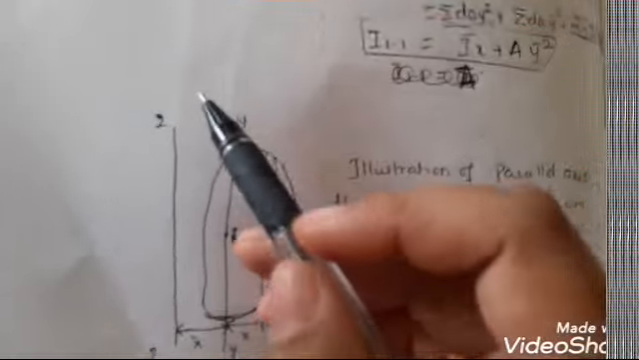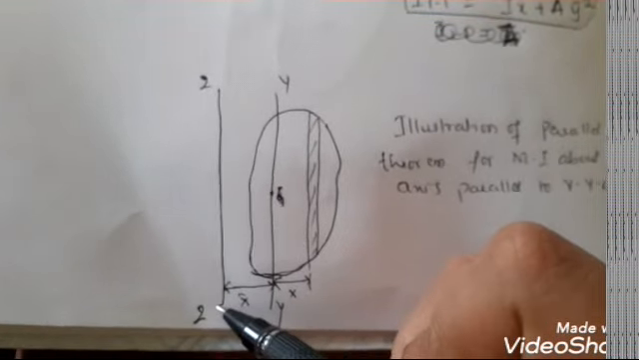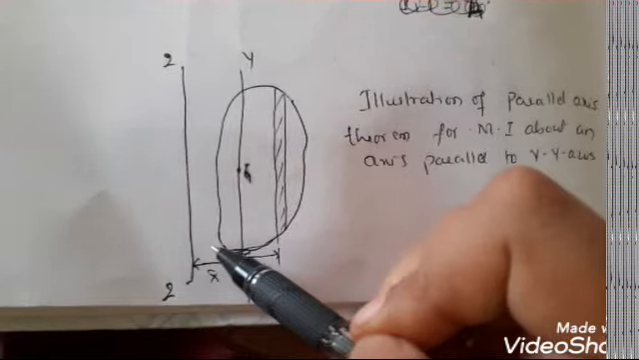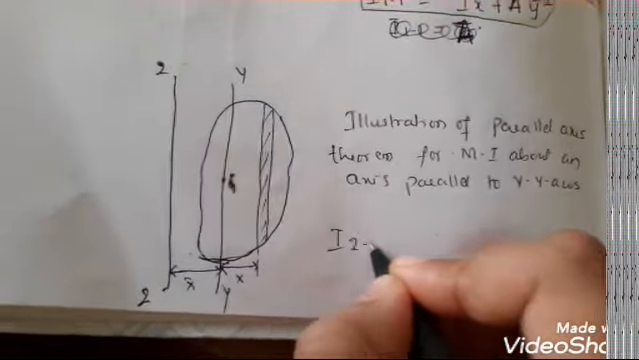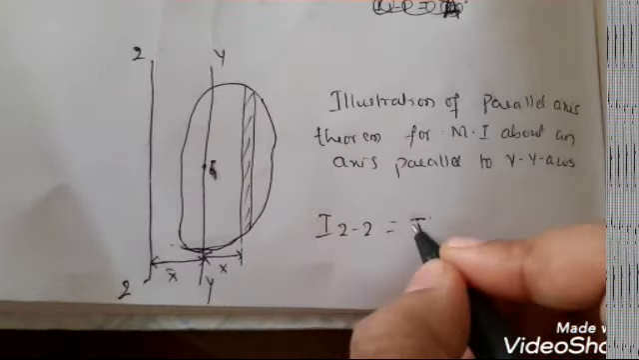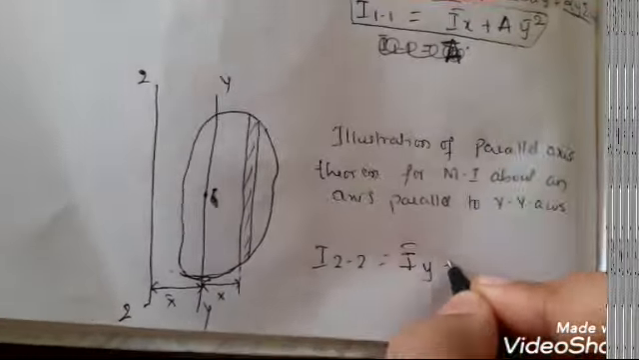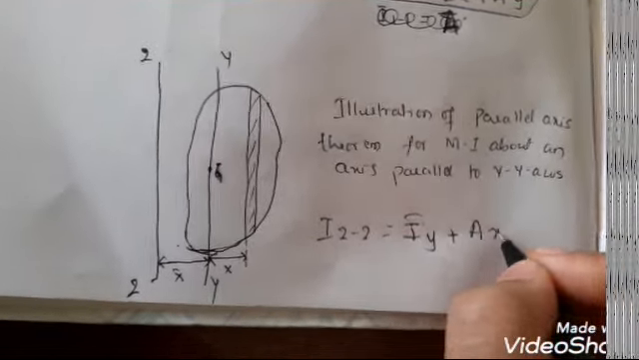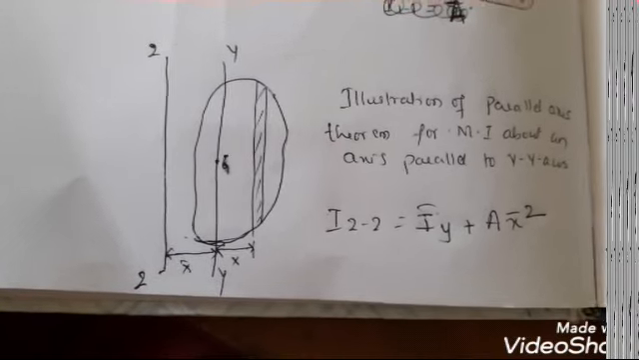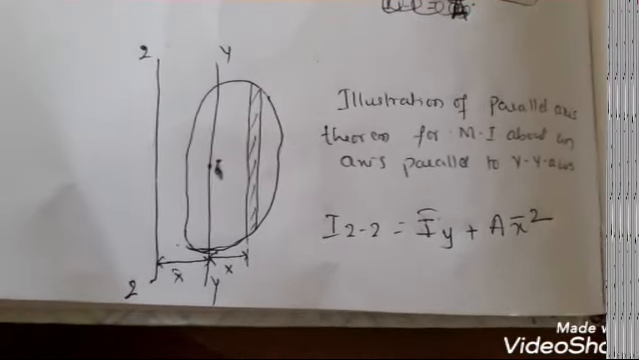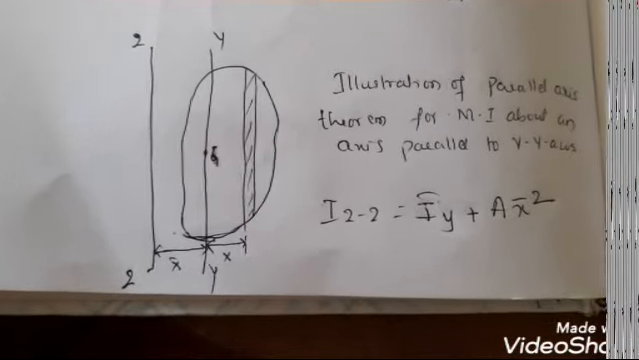Similarly, if you consider the moment of inertia about an axis 22, as shown in this figure, we get I22 is equal to I bar y plus A into x bar square. So this is the proof of the parallel axis theorem.